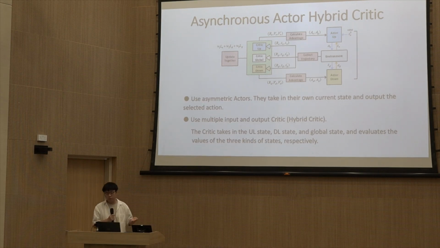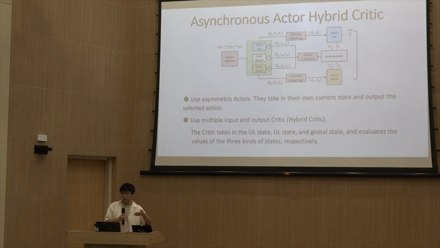And for the critic, we call it a hybrid critic. This critic has multiple inputs and outputs by sharing the main stream of the layers of the neural network. It has 3 inputs. It takes in the updating state, downlink state, and global state, respectively. And it evaluates these 3 kinds of states, also respectively.